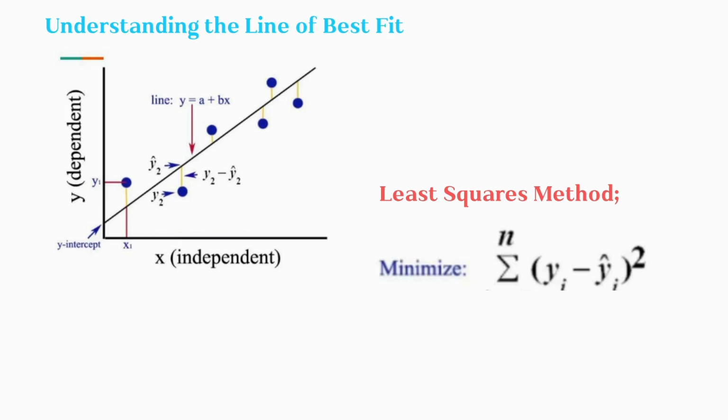To derive the line of best fit, we start with our linear equation, y equals mx plus b, where m is the slope and b is the intercept. Our goal is to determine the values of m and b that make this line best fit the data points. To achieve this, we use the least squares method. The least squares method minimizes the total of the squared differences between the actual data points and the predicted values on the line. Mathematically, we are trying to minimize the sum of the squared residuals, where each residual is the vertical distance between a data point and the line.